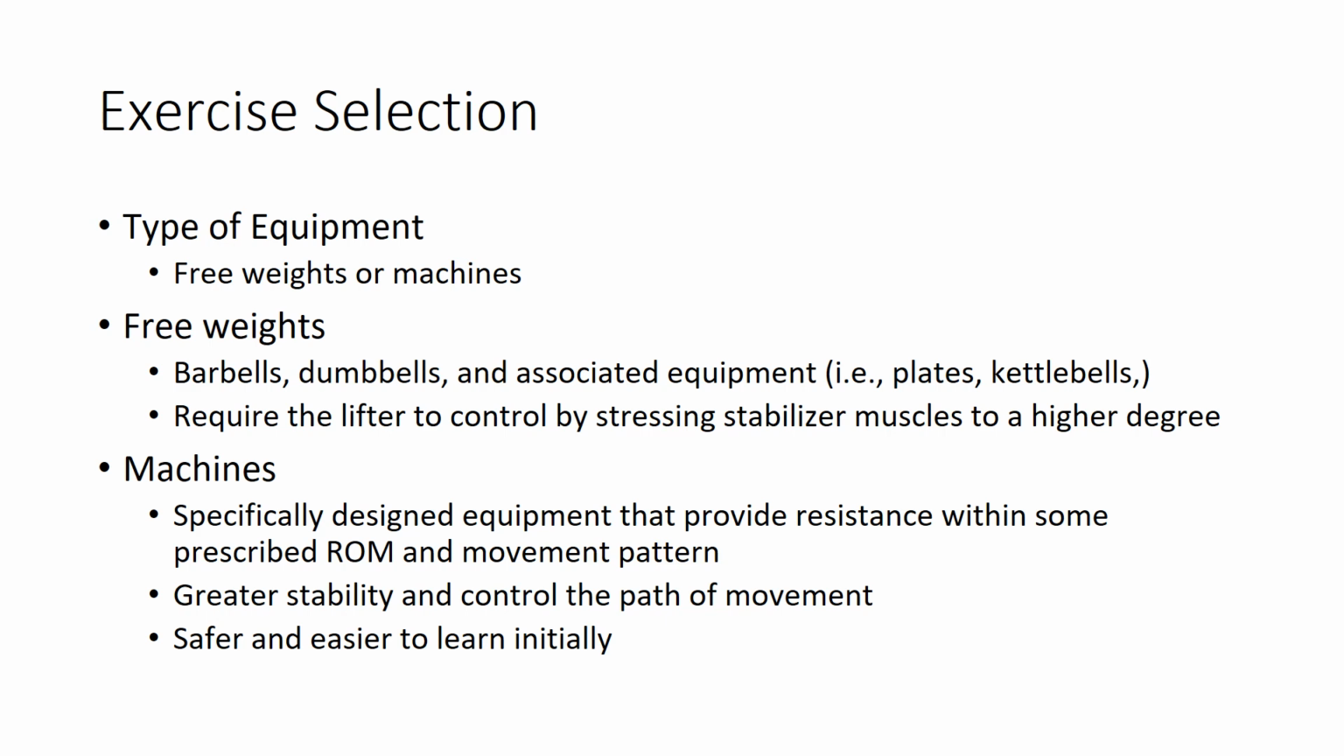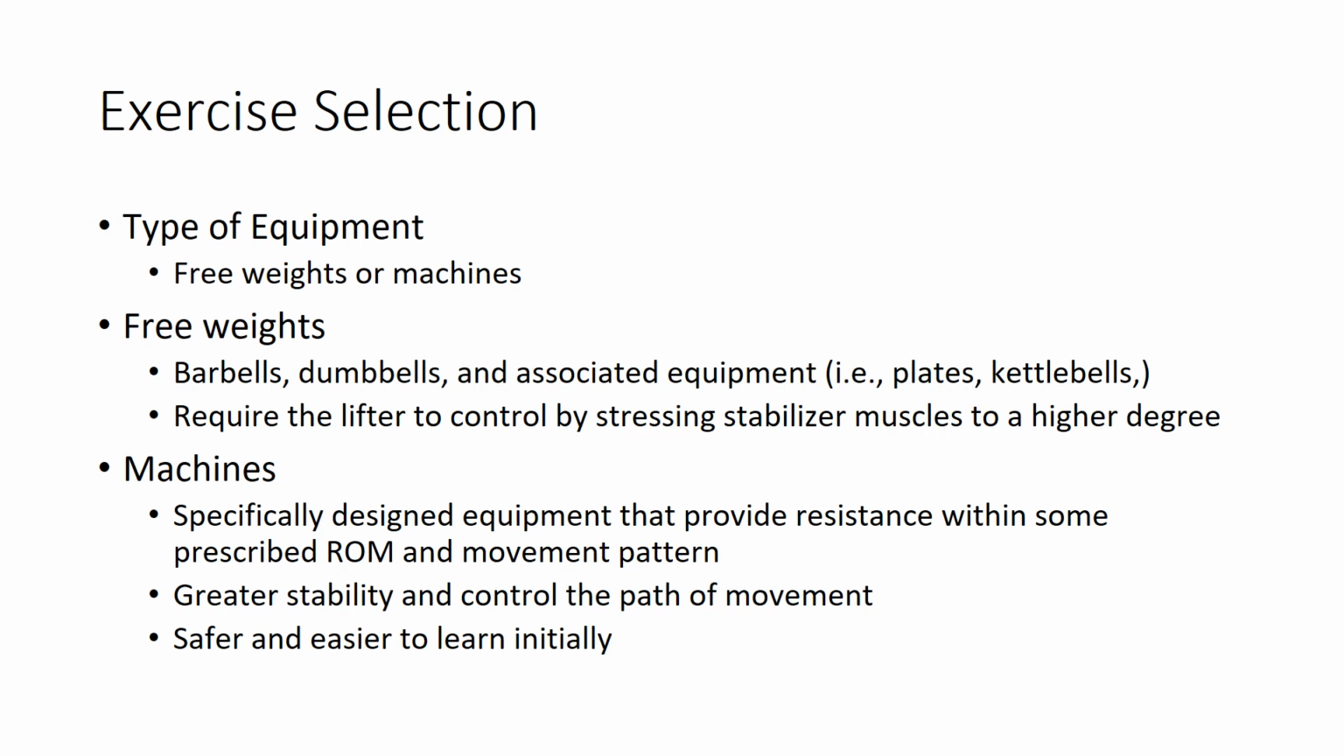So when we think of free weights, these require the lifter to control all aspects of the exercise. So the stabilizer muscles are stressed to a higher degree when free weights are performed compared to the machine. When we think of machines, they provide greater stability and control the path of movement, and they are also regarded as safer and easier to learn initially. So this is where you're taking individuals who are beginners or novice, having them perform exercise on machines, and then slowly progress into free weights.